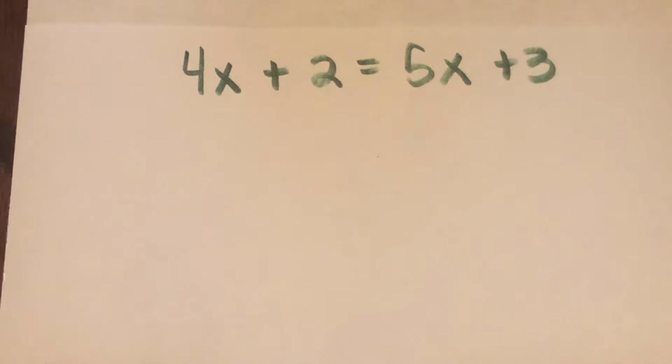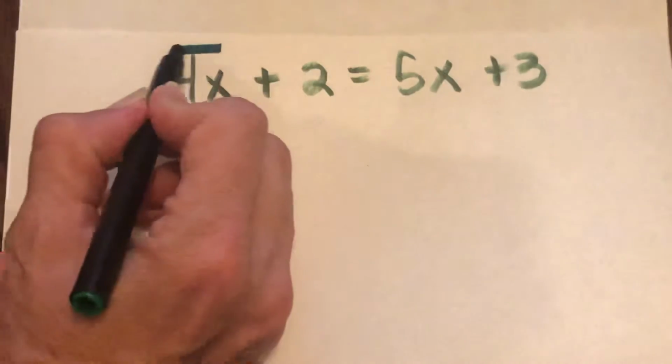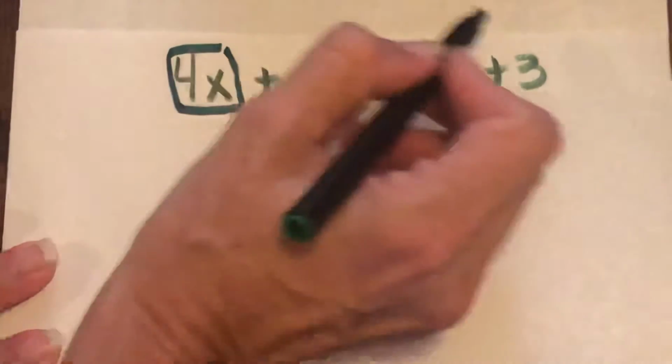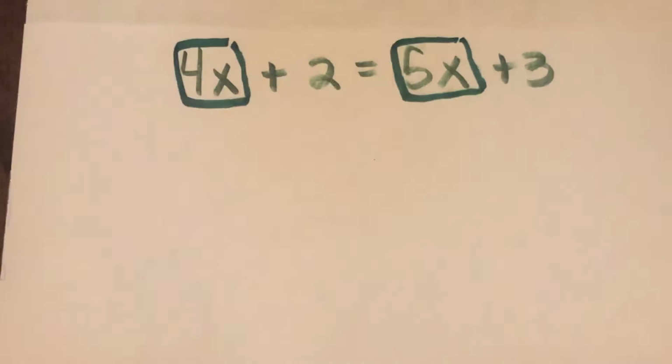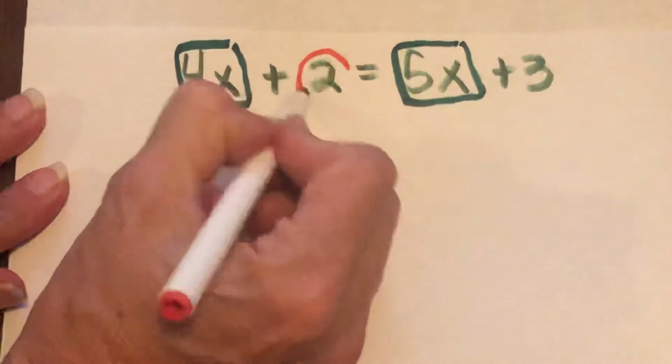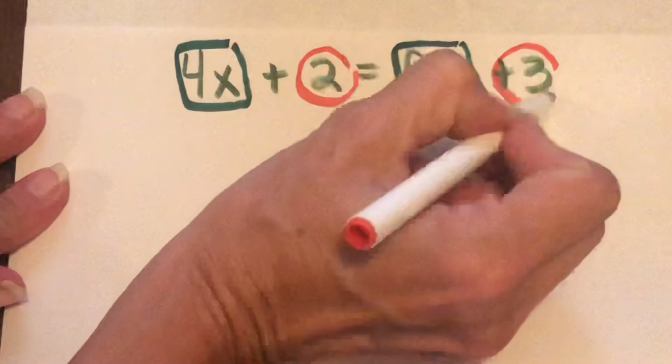So remember last week when we talked about multi-step equations, we said that you have to make sure that you are moving terms that are the same. So in this equation right here, we have 4x, which is a coefficient, and we have 5x, which is a coefficient. The 2 and the 3 are what we call constants.